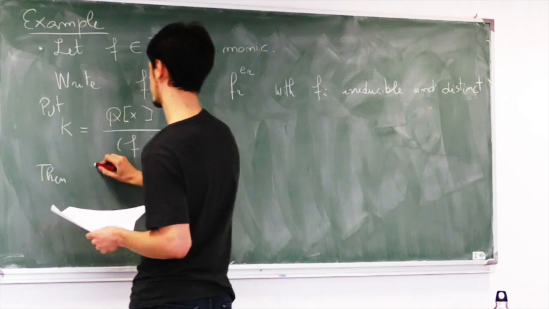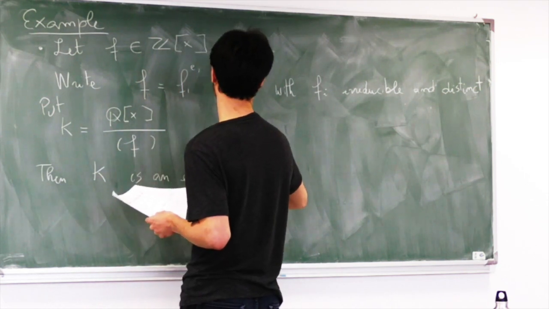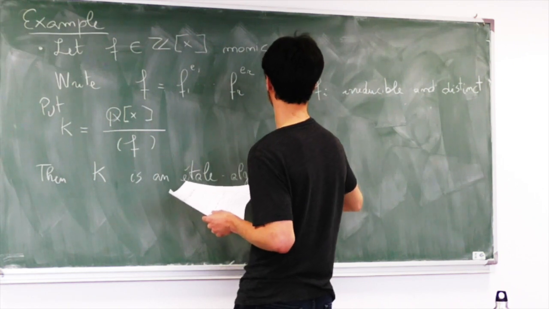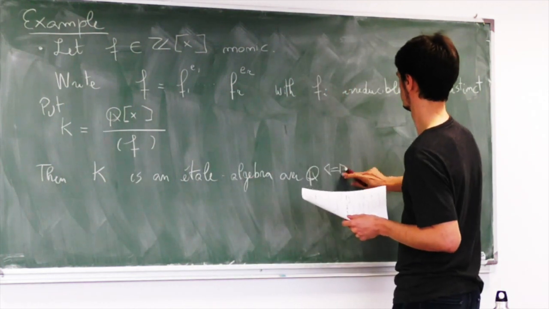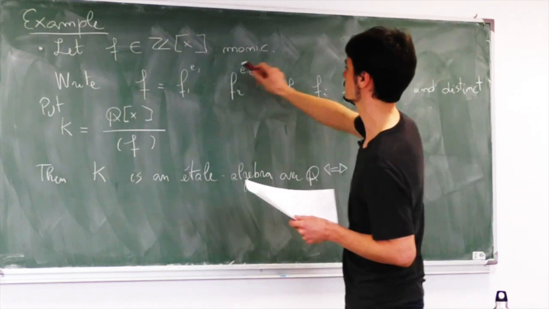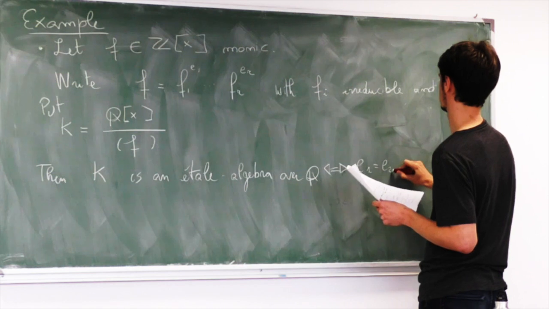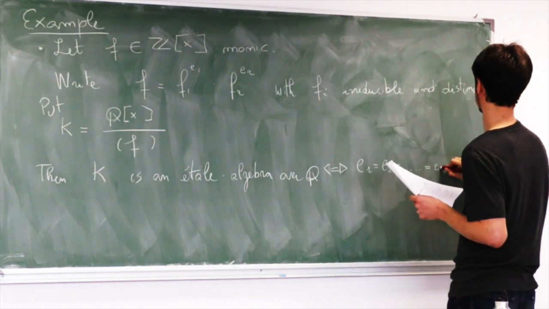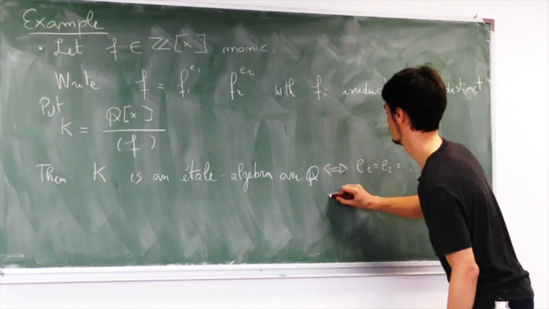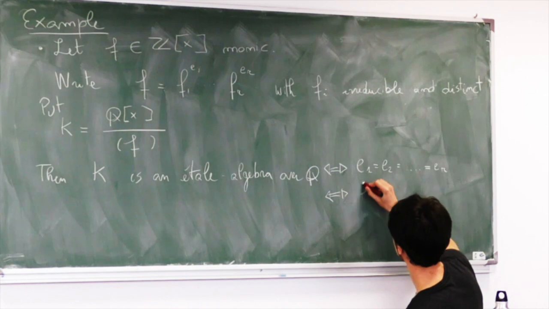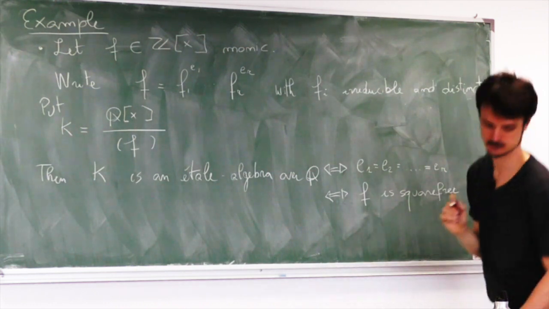Then we have that such a K is an étale algebra over Q if and only if the exponents e_1, e_2, up to e_r, are all equal to 1. Okay? So in other words, such a K is an étale Q-algebra if and only if the polynomial f is square free. Okay?